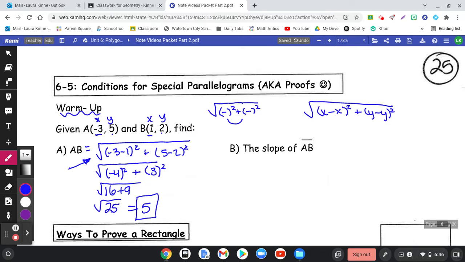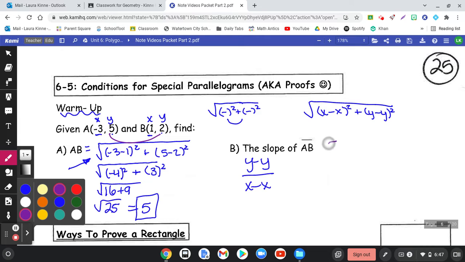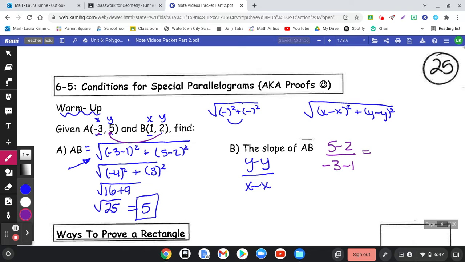All right, slope. Remember, that's y minus y over x minus x, or rise over run on the graph. All right, so I'm going to do y minus y first. So 5 minus 2, or 2 minus 5, it doesn't matter, just be consistent on the bottom. Since I started with 5, I have to start with -3 minus 1 on the bottom. 5 minus 2 is 3. -3 minus 1 is -4. And there's your slope, -3/4. It doesn't matter where the negative is. So on the graph, you'd be going down 3 over 4.